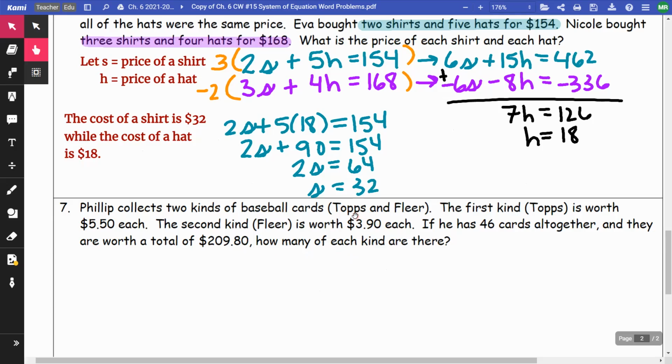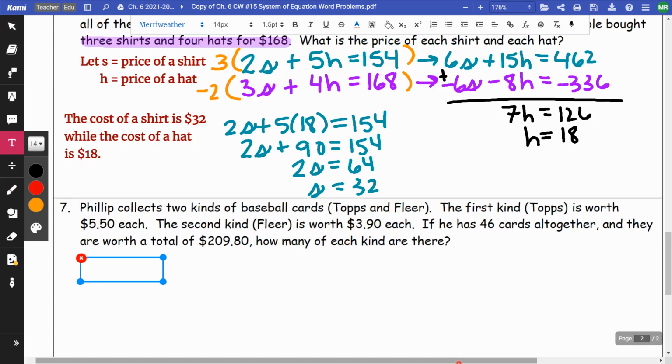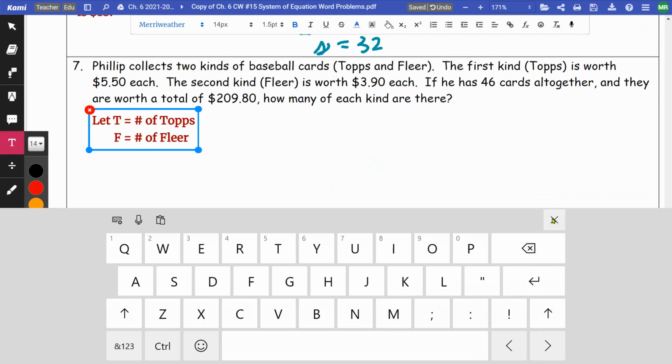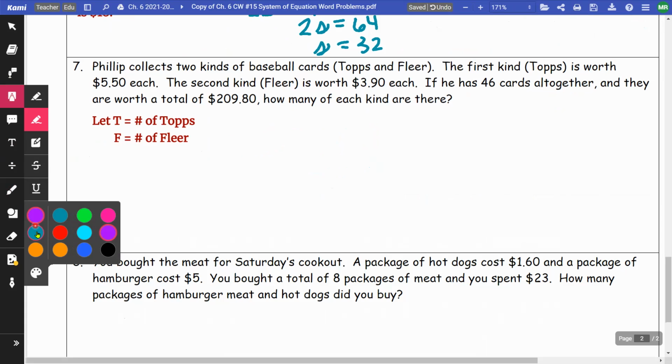For this one, I'm going to have T represent the number of tops and F represent the number of flare. So let a capital T equal the number of tops and F equal the number of flare. Now I'm going to write two equations.